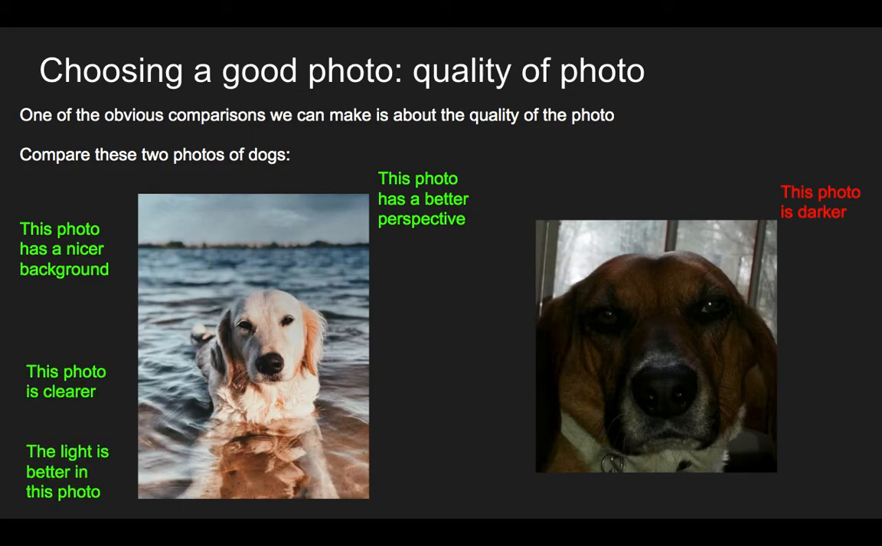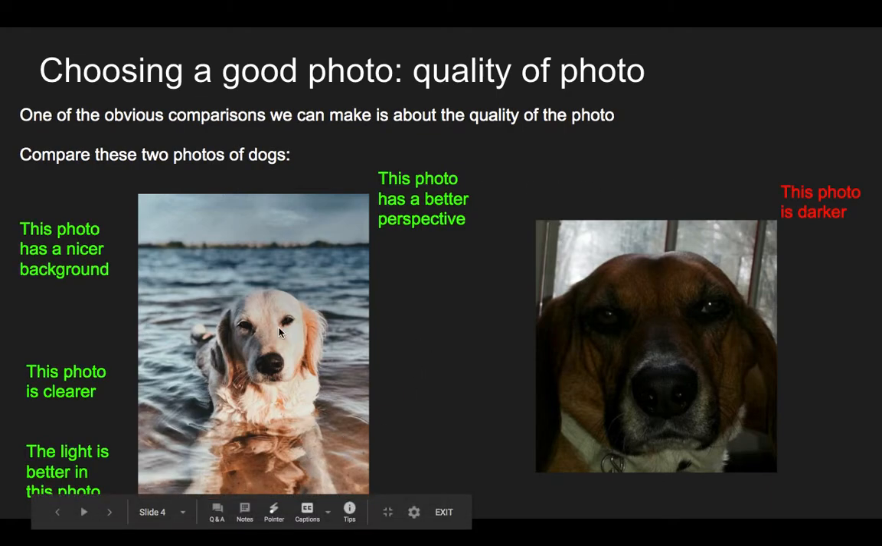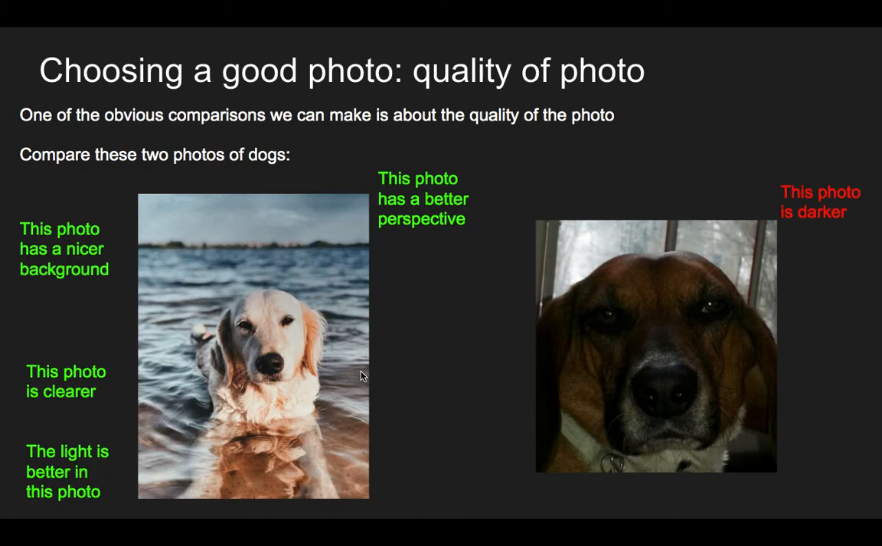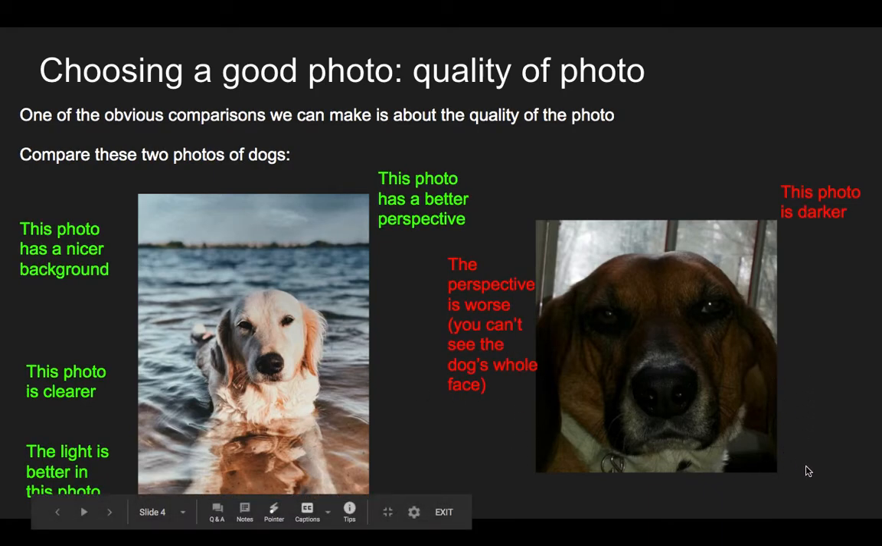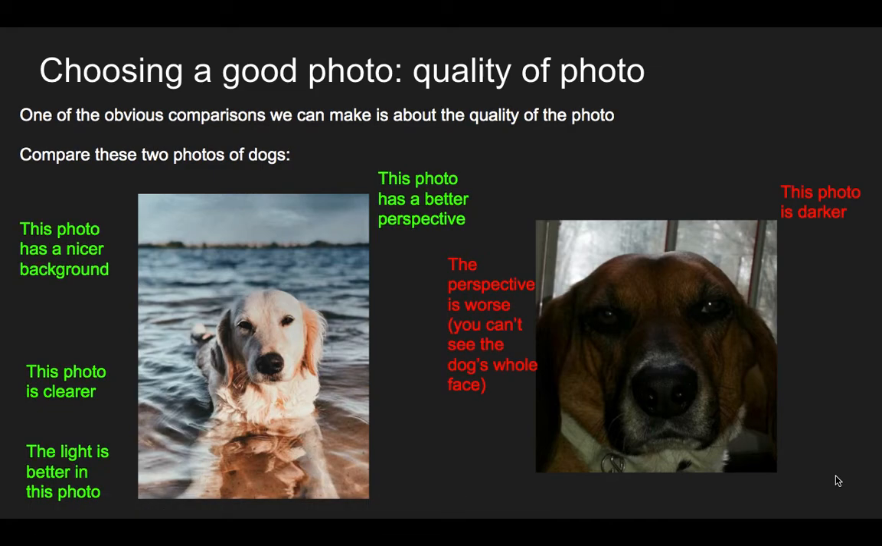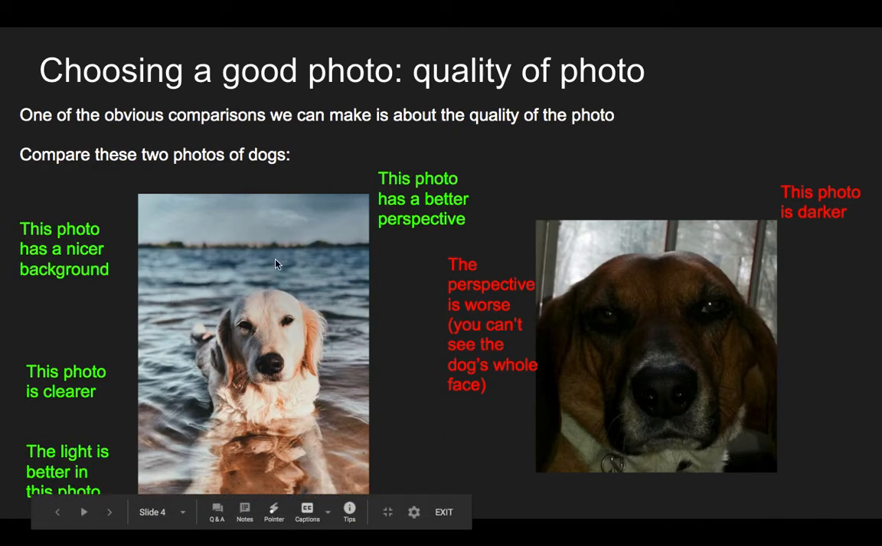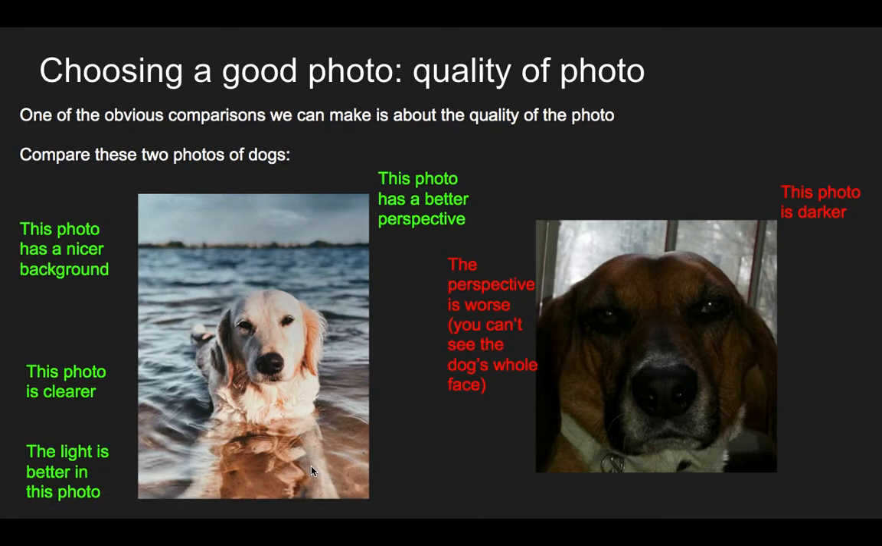So this photo, whereas this photo is darker, this photo is clearer. The light in the photo is better. The perspective here in the other photo is worse. You can't see the whole of the dog's face. They've cut off the dog's ears. The perspective is bad, is worse because it's too close. Whereas this photo, the perspective is better. It's a bit further away so you can see the whole dog.